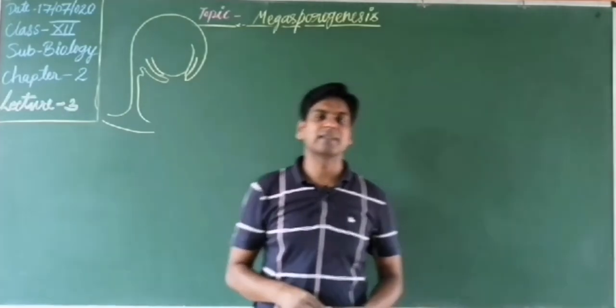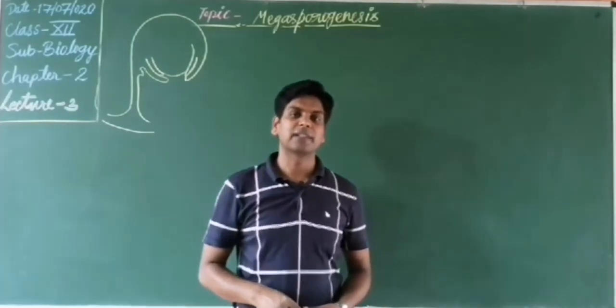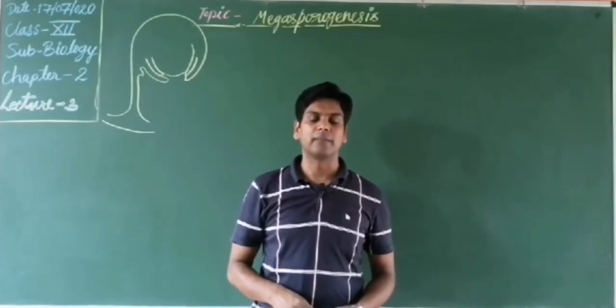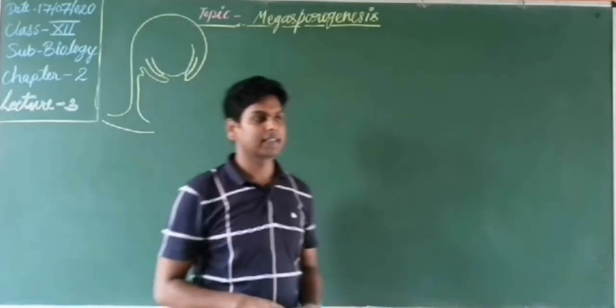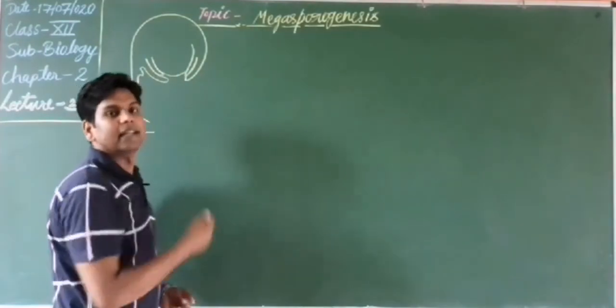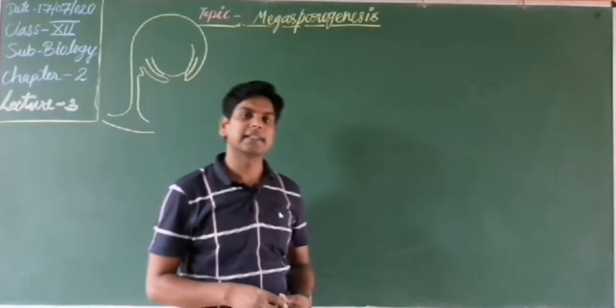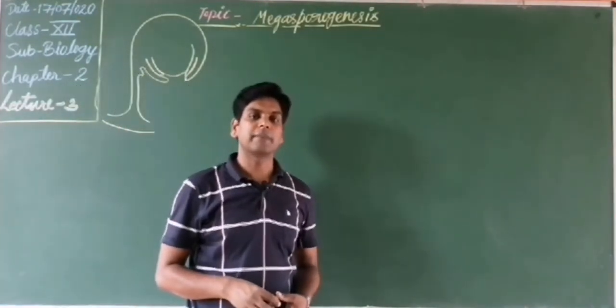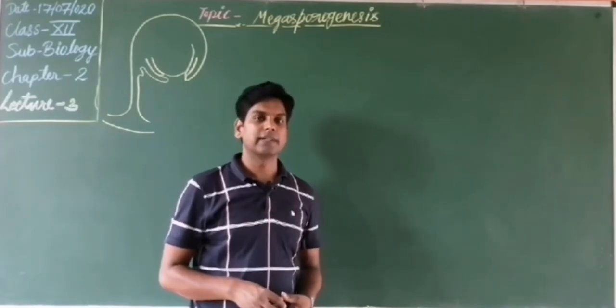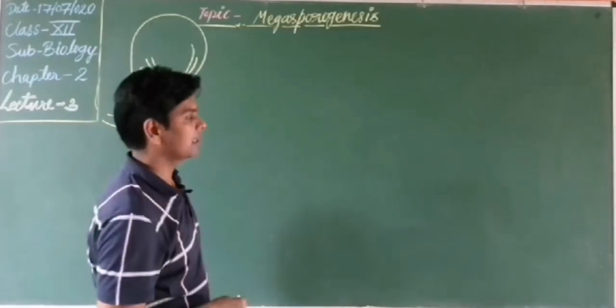This is the video series of chapter number 2, Sexual Reproduction in Flowering Plants for class 12. Students, in this video we are going to discuss megasporogenesis, and in the earlier video we discussed the structure of the female reproductive part of the flower. So students, let's discuss megasporogenesis.